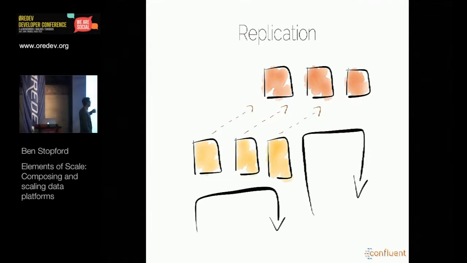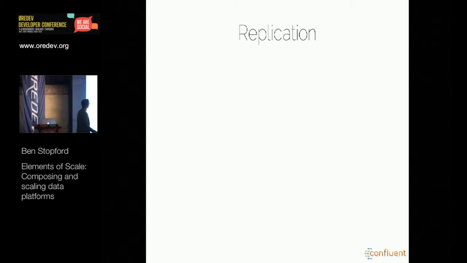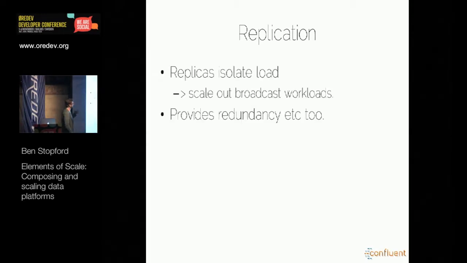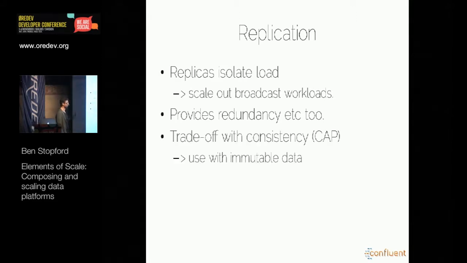Going back to the 1990s, you would have a relational database, and you would have a clone of that database running in the background, maybe for reporting. It's the same concept, right? It's the concept of having multiple copies of the same data and using that as a way of distributing load. So the point is you need both. Replicas isolate load, which is very useful if you've got a broadcast paradigm. It also provides redundancy, etc.